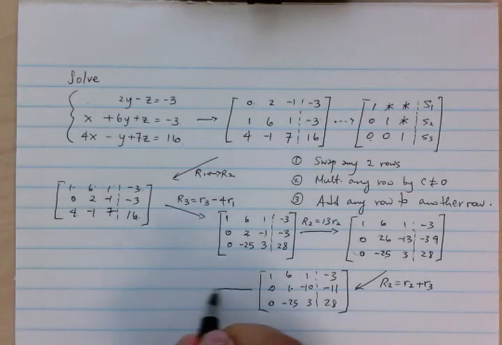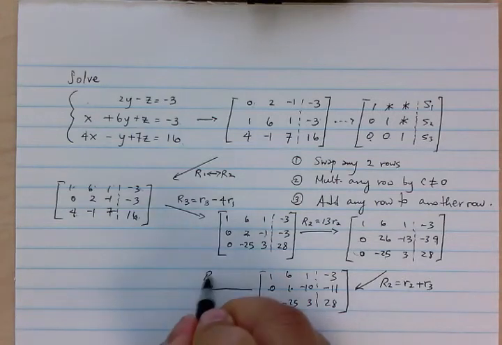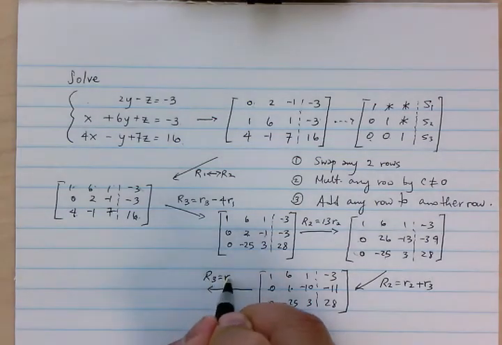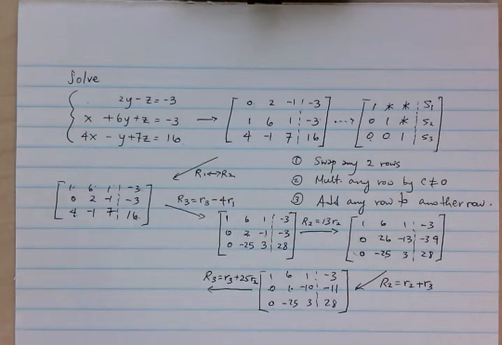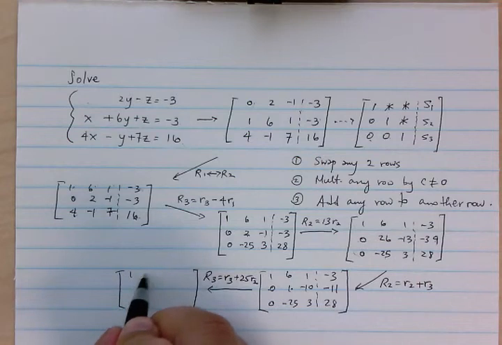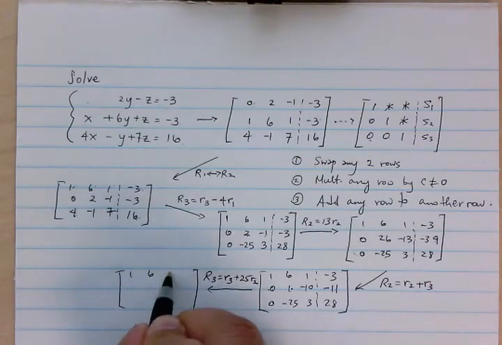So we're going to write it up here: R3 equals old R3 plus 25 times R2. Let's copy that down. That means row 1 and row 2 are not going to change. So we have R1 being 1, 6, 1, -3.